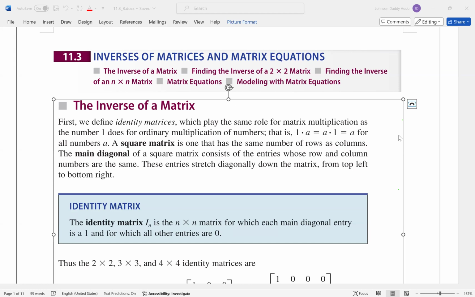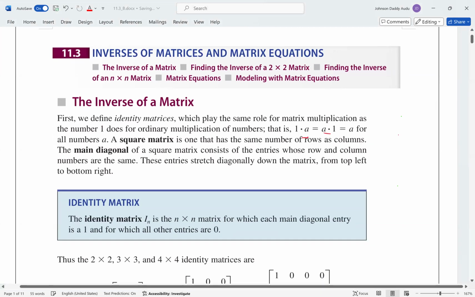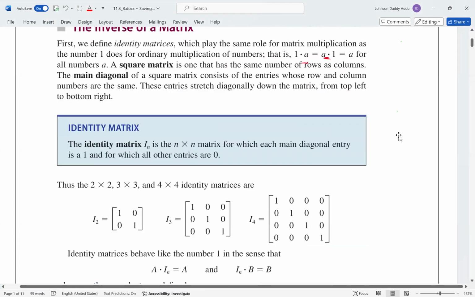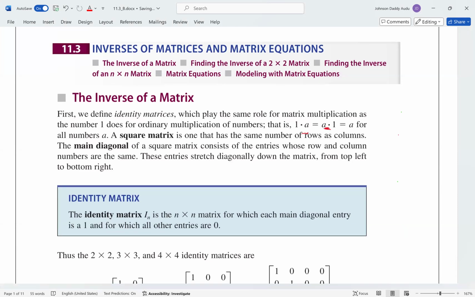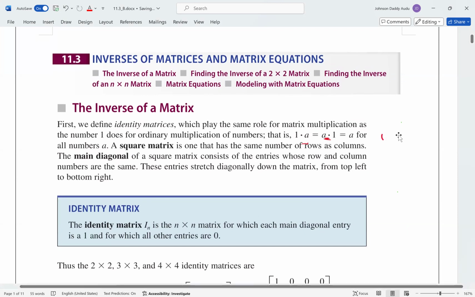We know that if you have any real number, we can multiply any real number by 1 to give us that real number. And if you multiply a real number by its inverse, it's going to give us 1. So similarly, in the case of matrices, we want to find the inverse of a matrix.